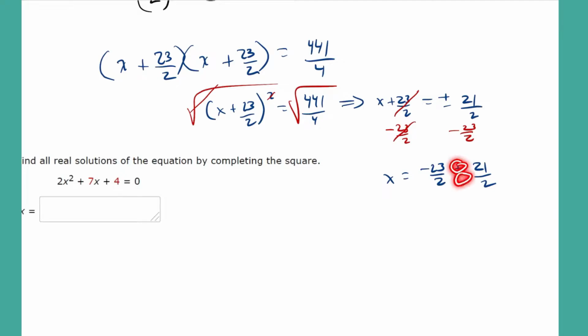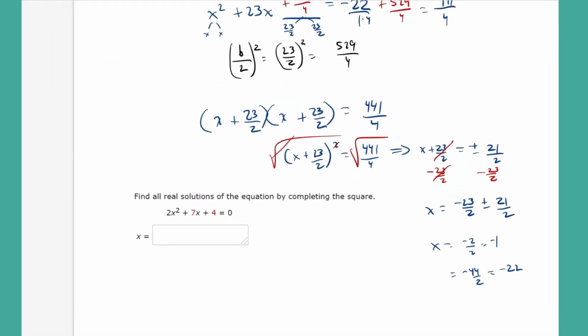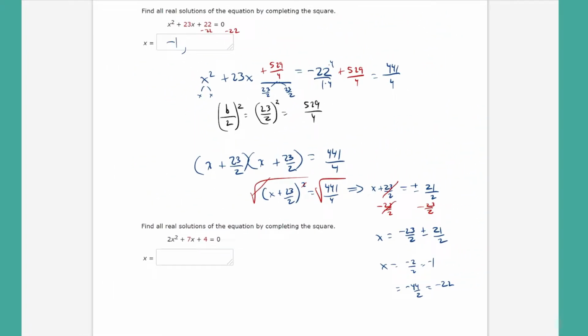So here we have to separate the plus and the minus. So let's do the plus first. Negative 23 halves plus 21 halves is going to be negative 2 over 2, which is negative 1. Now we do the subtraction. This number minus this number, that means we're going to add them because they're both negative, so that's going to be negative 44 over 2, which is negative 22. So the two answers are negative 1 and negative 22.